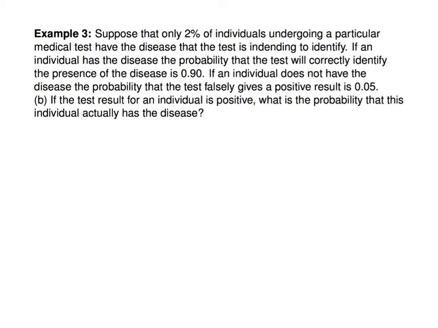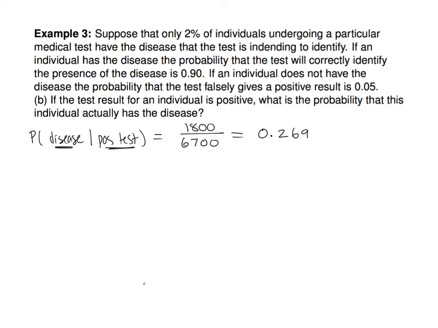Now, if the test result for an individual is positive, what's the probability this person has the disease? So probability of disease given positive test. And this is where the table really is better. Of the people who have a positive test, how many have the disease? Well, there are 1,800 who have the disease out of 6,700 total positive tests, which is a probability of 0.269.